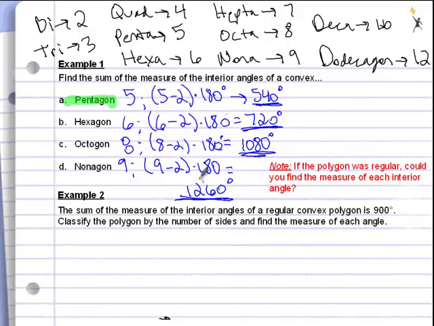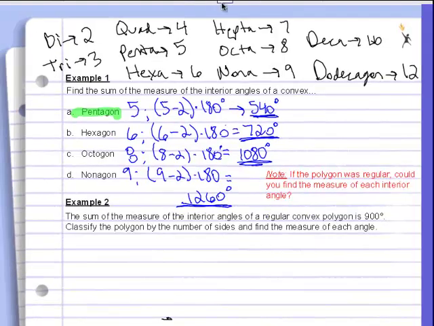Okay, hopefully those problems weren't too tough. An octagon, something with 8 sides. We take 8 and plug it into the formula n minus 2 times 180. And what we get is 1,080 degrees. Remember, this is what the interior of an octagon adds up to be. If I quickly draw an octagon for you, the interior of an octagon adds up to 1,080 degrees.